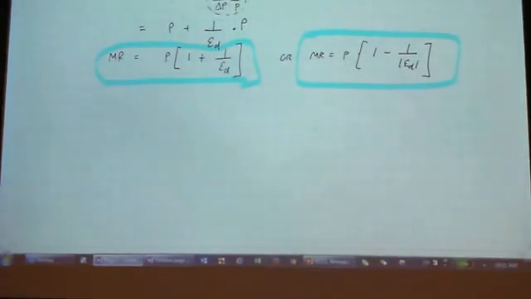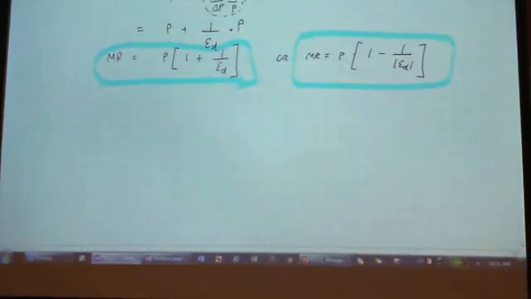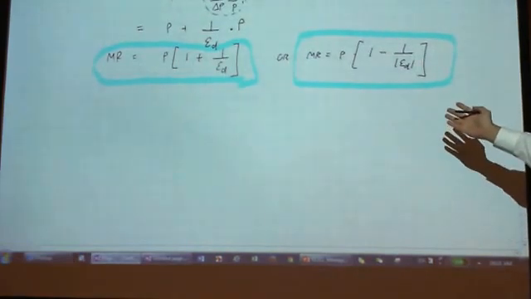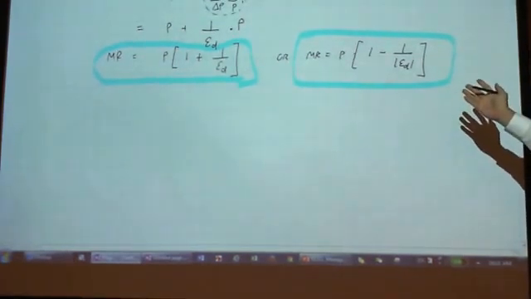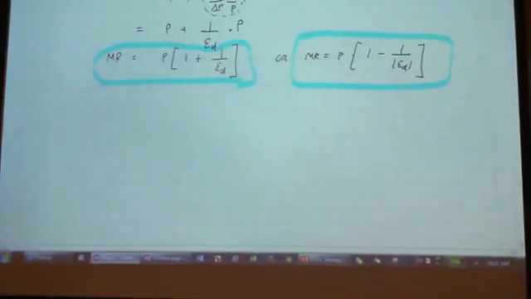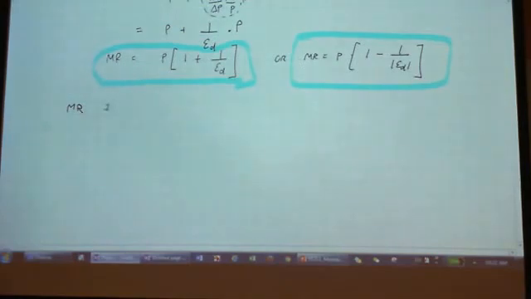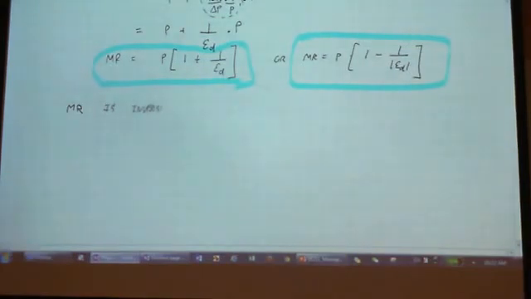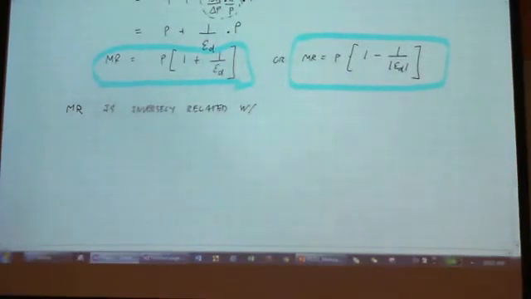Okay, for young economists like you, your job is to interpret mathematical language into verbal language. So here it says marginal revenue is inversely related with price elasticity of demand.